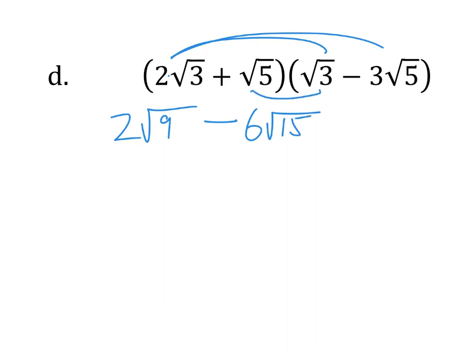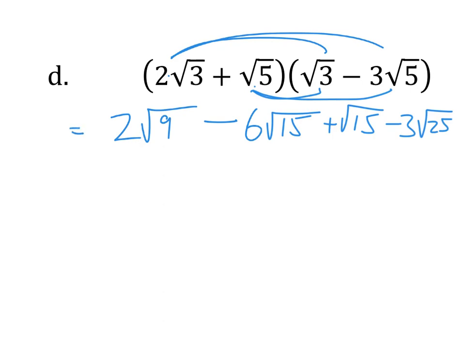All right. Now we're going to distribute the square root of 5. Square root of 5 times the square root of 3 is the square root of 15. Now we're going to multiply square root of 5 times negative 3. So we've got negative 3. Square root of 5 times square root of 5 is square root of 25.